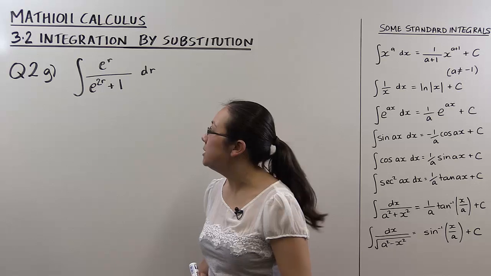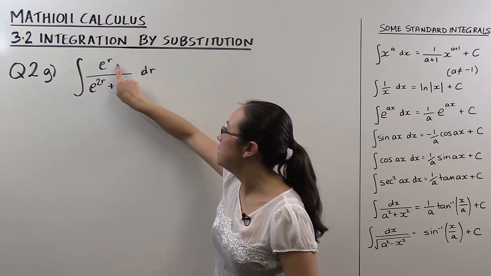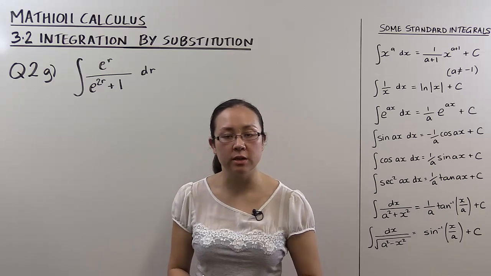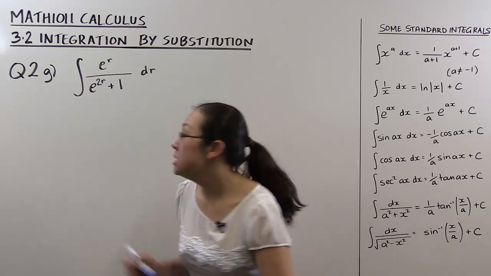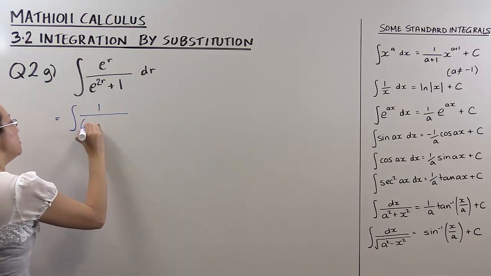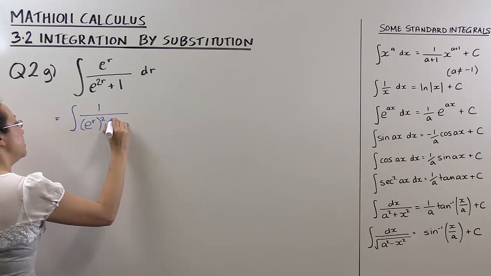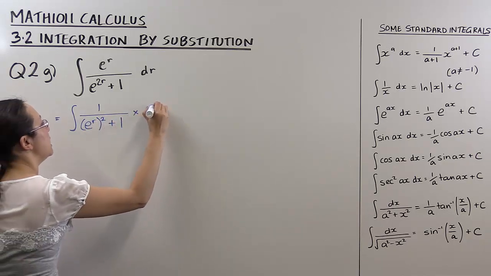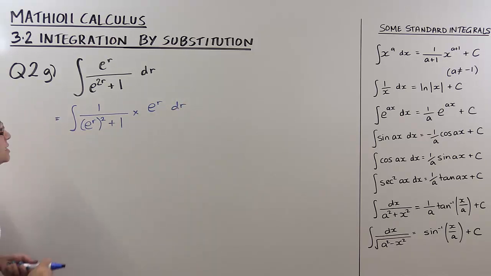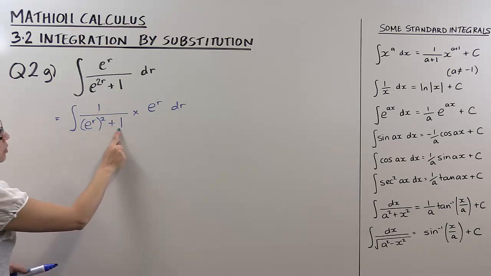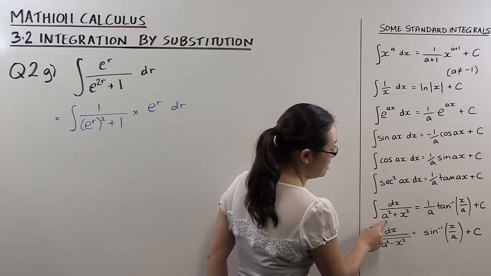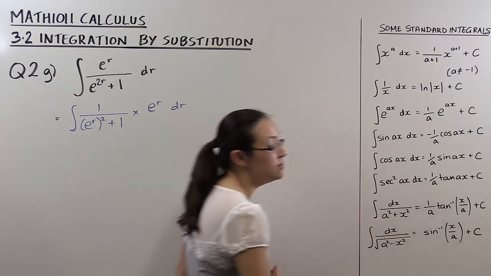Question 2g here is asking us to find an indefinite integral of e to the r on e to the 2r plus 1. This is a bit of a tricky one to identify. The way I want to rewrite it is as 1 over e to the r squared plus 1 multiplied by an e to the r dr. So the key is that this is 1 over something squared plus 1. I know 1 over something squared plus 1 is going to anti-differentiate to inverse tan.